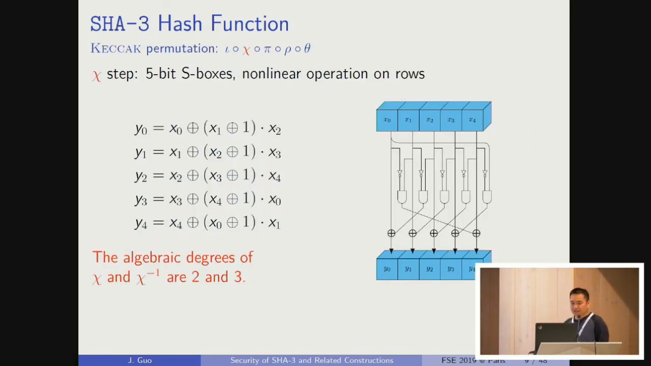And the only nonlinear operation is the chi. We usually call it the S-box. So what it does is to produce 5 bits from the 5 bit inputs, and individually, for Y0, the first bit is actually the sum of X0 plus the inversion of X1 times X2. So that's the only nonlinear portion, this multiplication. So clearly you can see that the algebraic degree of S-box is 2 and the inversion is 3.